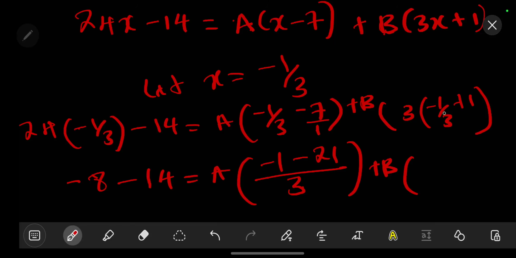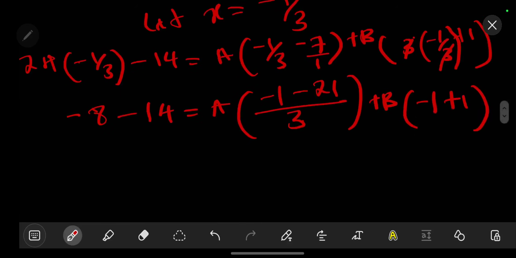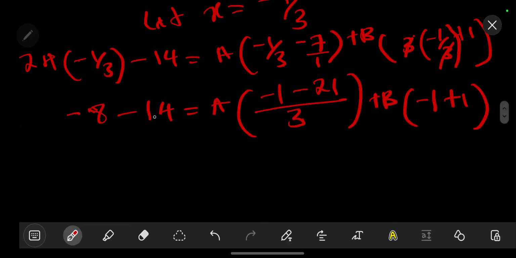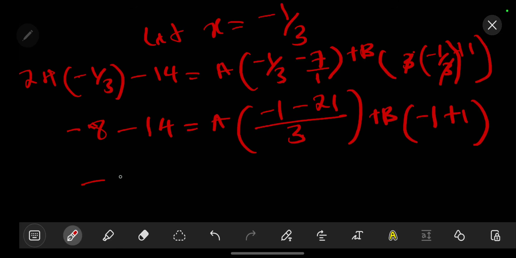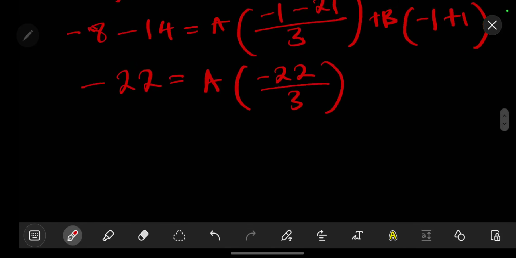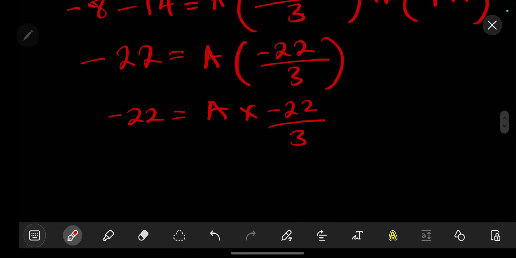Then what we are going to have is that we have this and this cancels. We are remaining with a negative 1 plus 1, like that. Then negative 8 minus 14, this is going to give us a negative 22, which should be equal to, we have our a, open brackets, we have negative 1 minus 21, it will give us negative 22 over our 3, like that. So what we are ending up with is a negative 22 should be equal to, this is the same as a times negative 22 over our 3, like that.